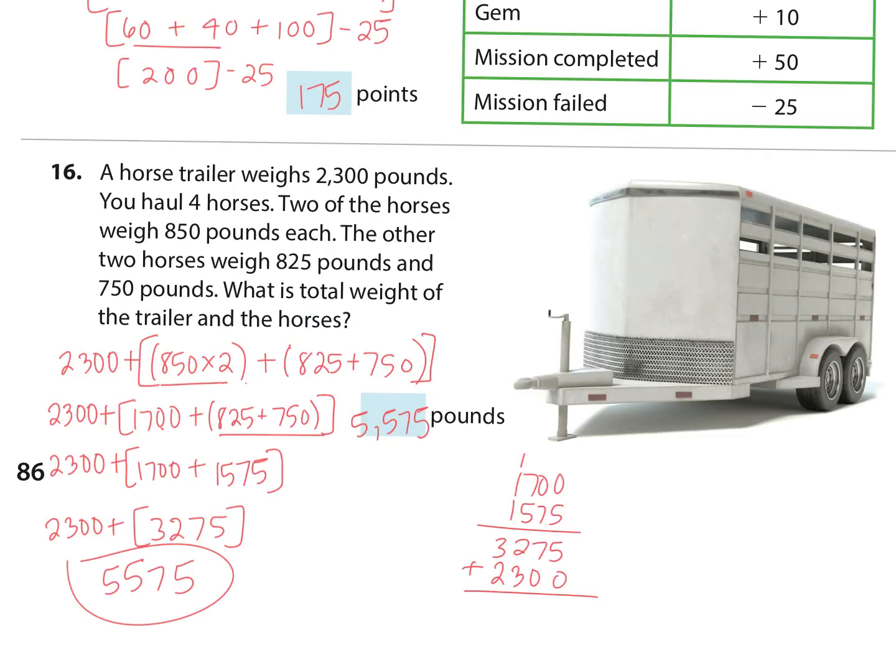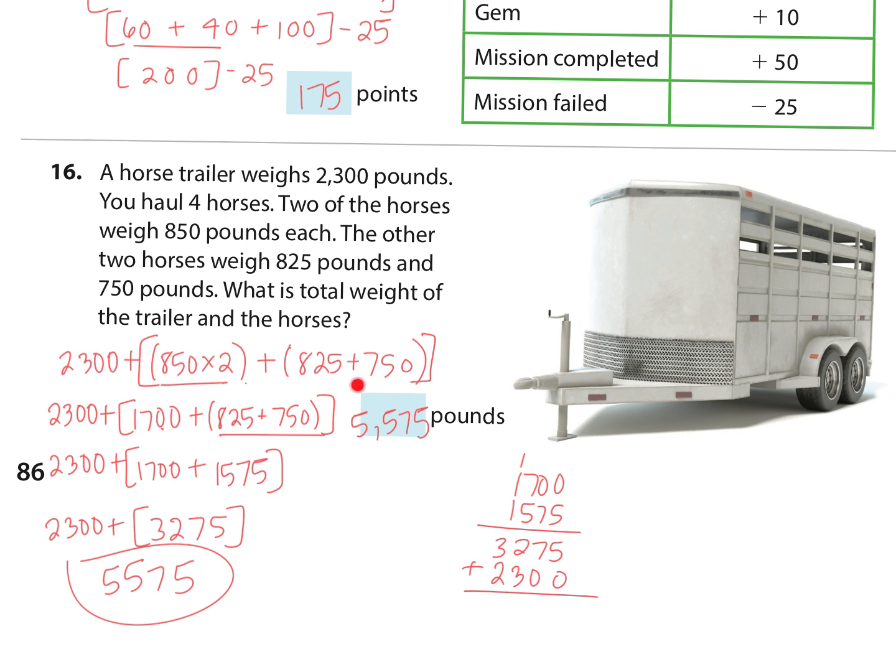What I did to set up my problem is I took the weight of the trailer, which is 2,300 pounds. Okay, I'm going to add that to the weight of the horses. So I put all of the weight of the horses that I knew inside brackets. And then I broke up the 2 different sets of horses. So I have 2 horses that both weigh 850. So I showed that by doing 850 times 2.